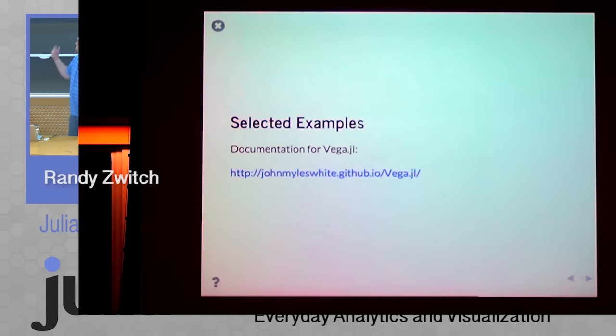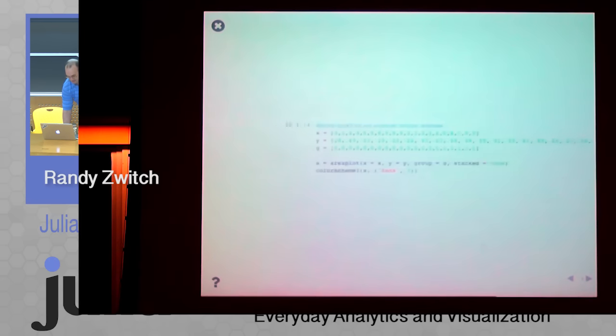Okay, so I just made a few selected examples. The documentation for this is under John's name because he started it. Maybe we'll get a custom domain sometime if anyone starts using this package. The absolute current state of the package is documented. So if it's possible, you'll be able to see it in the documentation. If it's not possible, it's because it's not.